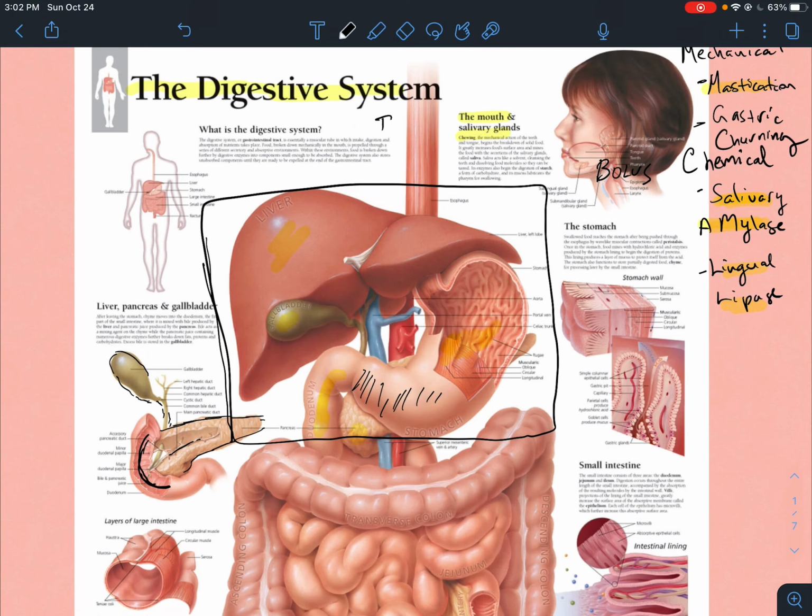As the bolus travels down the esophagus, it eventually finds its way into the stomach, and the stomach is a location where we have further chemical digestion using gastric juice and the enzymes within gastric juice, plus the gastric churning of the mechanical digestion that takes place there.